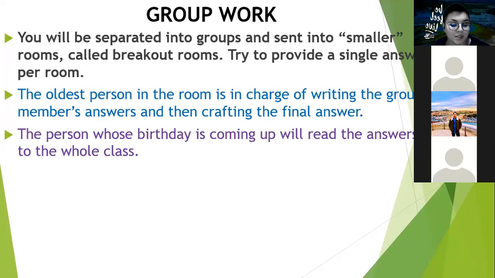As usual, and as we always do at the CCPA, we are going to have our roles. In this case, the oldest person in the room is in charge of writing the answer. Everybody can take notes, but that person is going to be in charge of crafting the final answer. Then the person whose birthday is coming up will read the answers to the whole class. So if your birthday is next week or at the end of June or at the beginning of July or during July, then you are going to be reading your group's answers today.